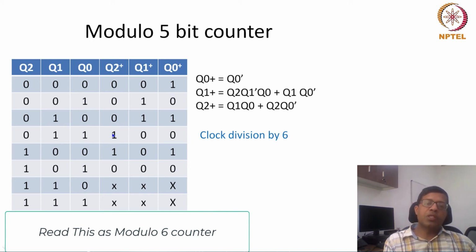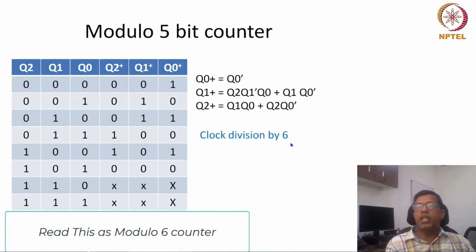So which means that duty cycle is going to be 1/3. For 1/3 of the time it is going to be 1, and for 2/3 of the time it is going to be 0. And because this is going to repeat again and again, this could be a clock division by 6. So in this way, these modulo counters can help us in dividing the clock by any particular number.